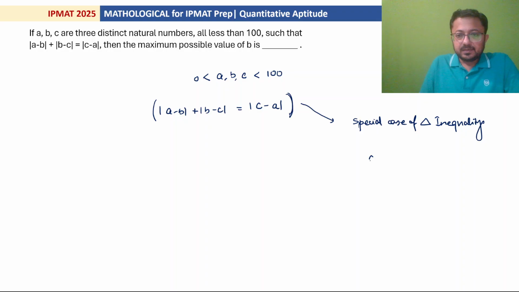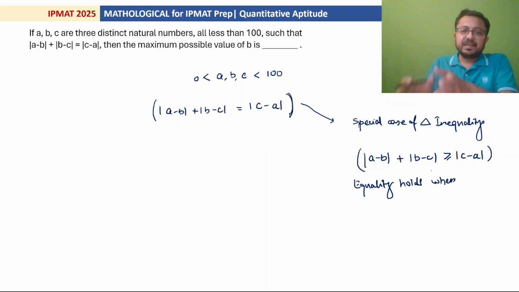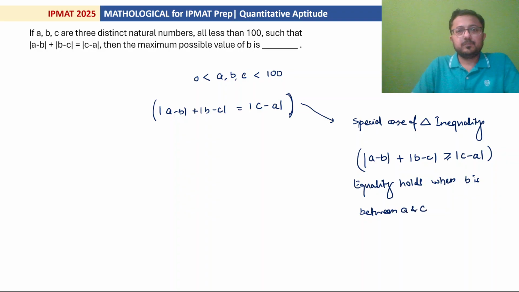As per triangle inequality, there are 3 points, so distance between any two pair of points, दो हमने pair ले लिए, is always greater than or equal to the distance between the third pair. And in this case, equality holds when, in this special case, the first two pairs are mod of a minus b plus mod of b minus c, यानी कि distance of b from a plus distance of b from c. So this equality only holds when b is between a and c.